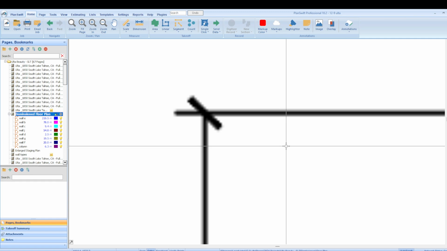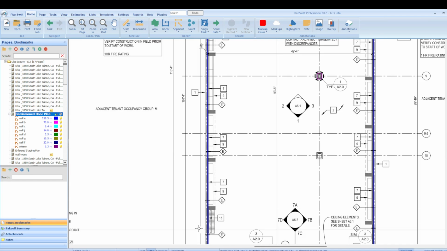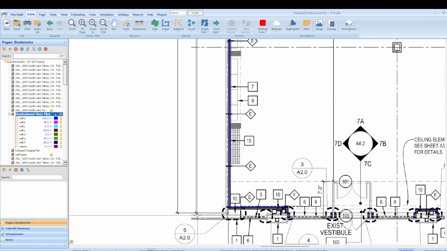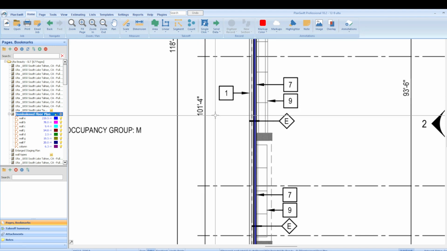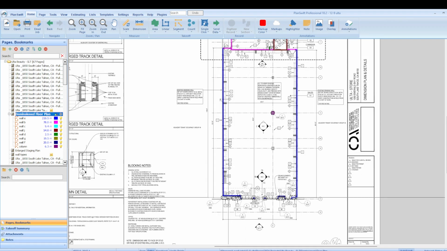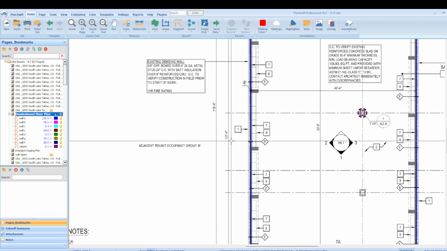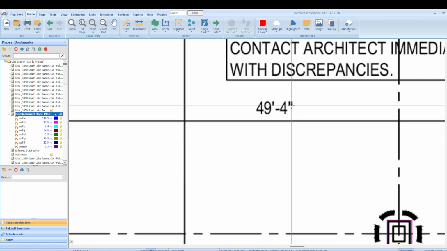This is a hash mark. And from hash mark to, in this case, the other hash mark is right here. The number in the middle tells us the actual length. So I know the actual length of this whole E-wall is 101 feet 4 inches. Okay, so that's how we read that. The width of this building from hash mark to hash mark is 49 feet 4 inches.